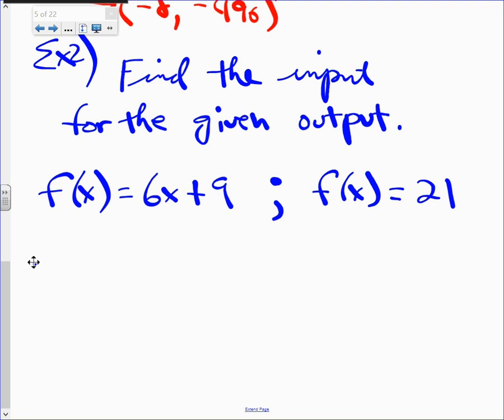Okay, so on your notes, notice I gave you the output. It's right there. Put an arrow and write output.